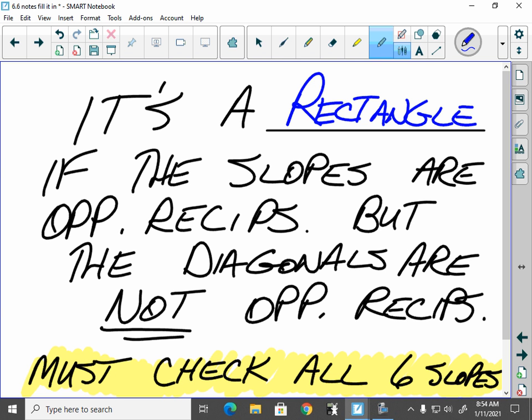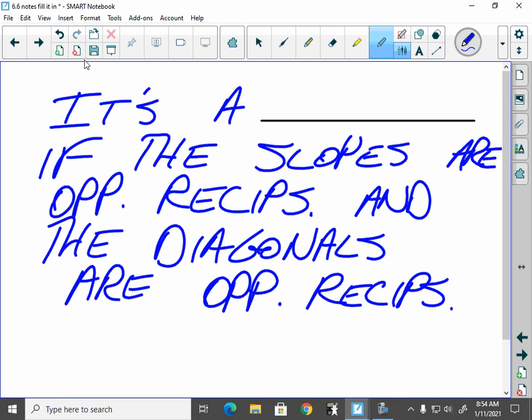And click. It's a square, if the slopes are opposite reciprocals and the diagonals are also opposite reciprocals.